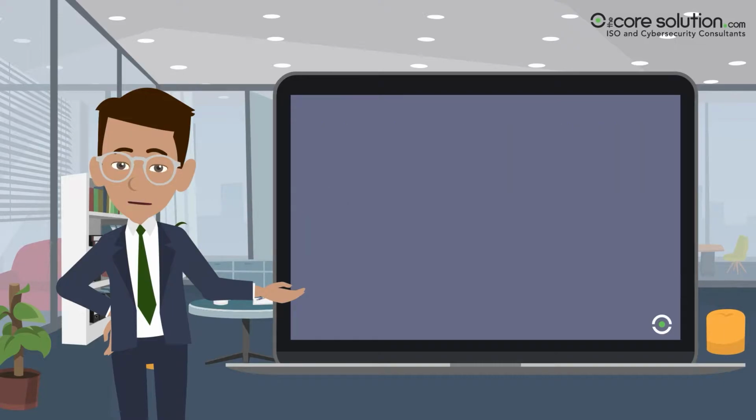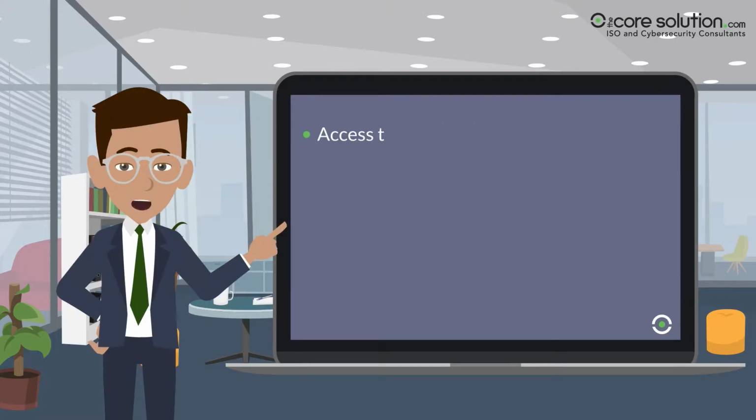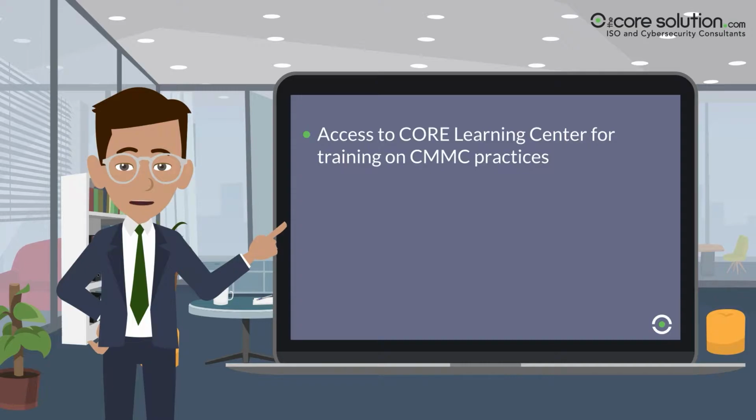Based on your input, Core automatically generates a System Security Plan, or SSP, as well as the POAM, Plan of Actions and Milestones, which are documents that are required for CMMC compliance. Housed in Core is access to the Core Learning Center for your operational and technical training of all the CMMC practices applicable to your organization.